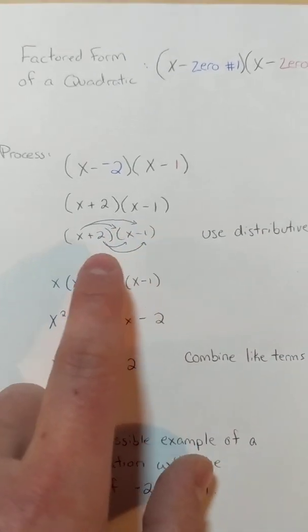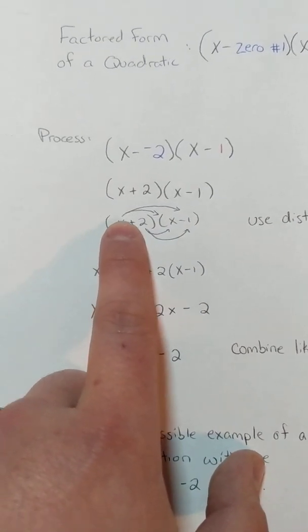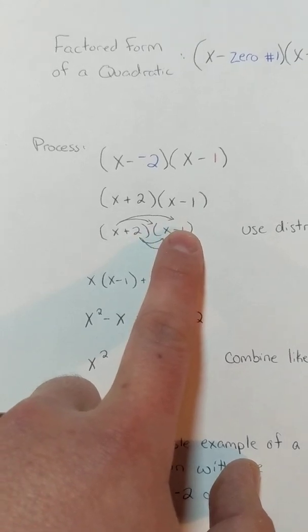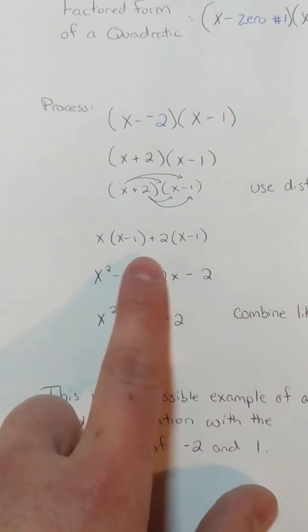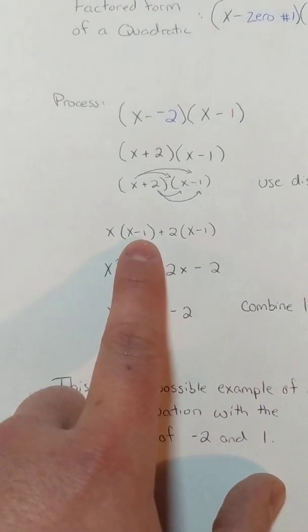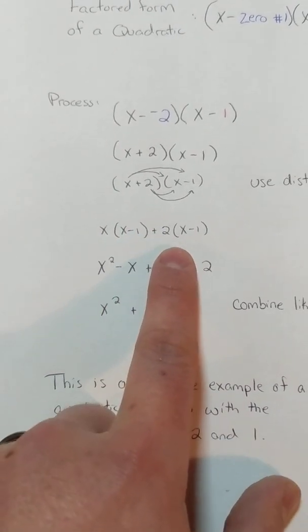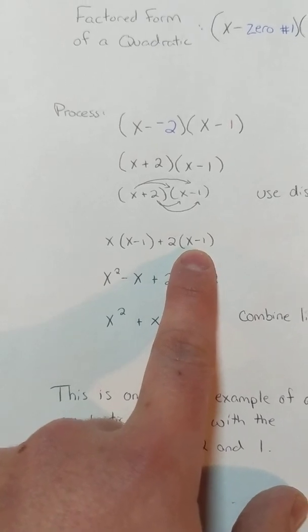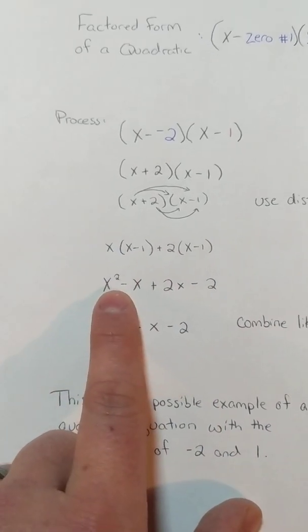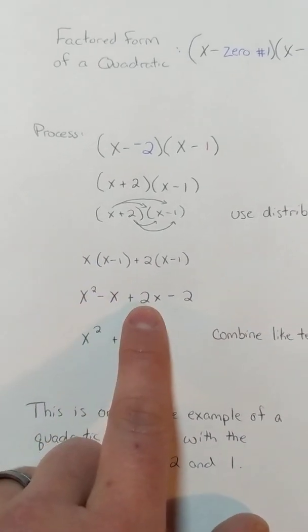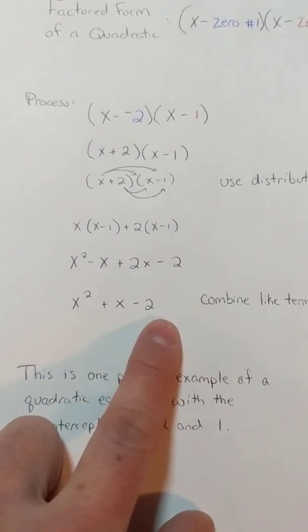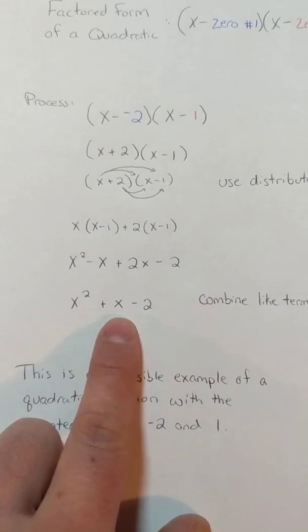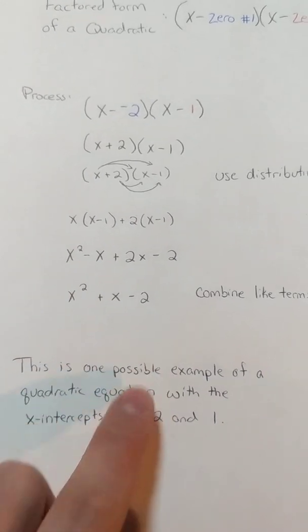I am now going to use the distributive property and distribute the x to the x minus 1 and the 2 to the x minus 1. So that would look like this. So x times x minus 1 plus 2 times x minus 1. I distribute the x, I get x squared minus x. I distribute the 2, I get 2x minus 2. And then I combine like terms to get x squared plus x minus 2.